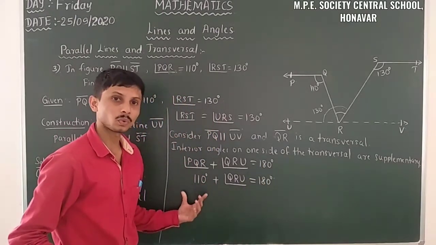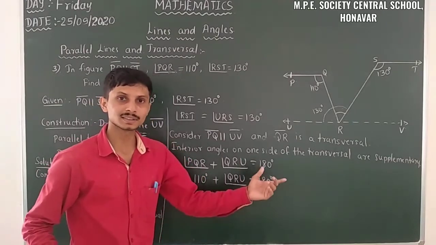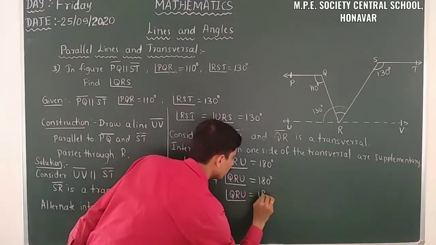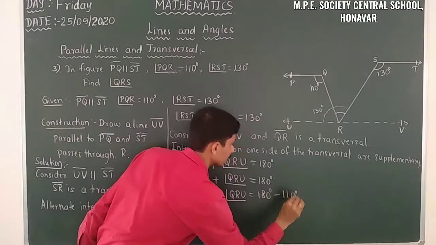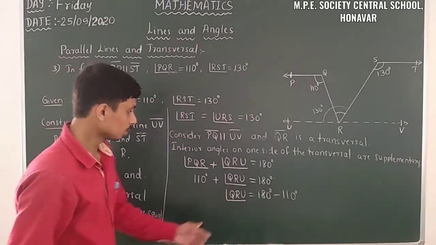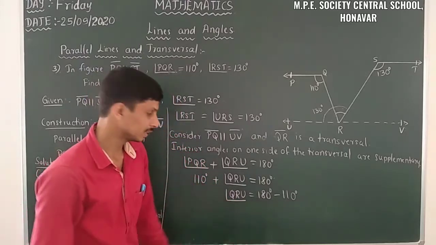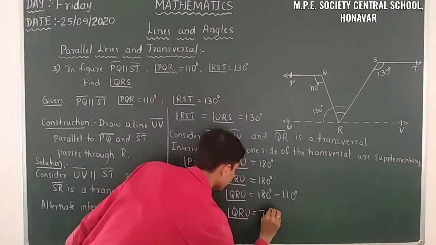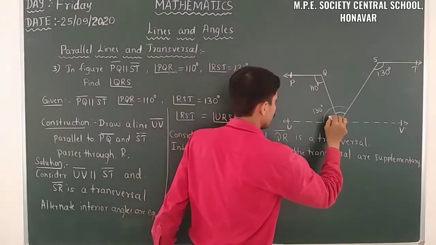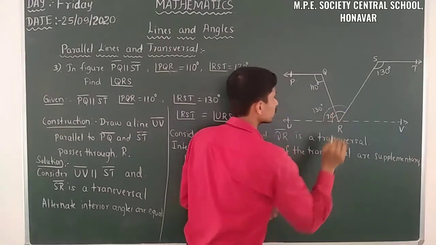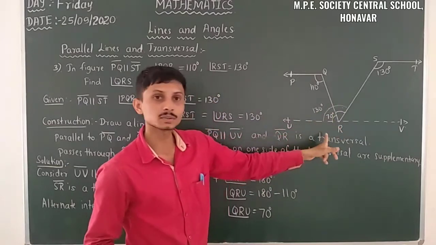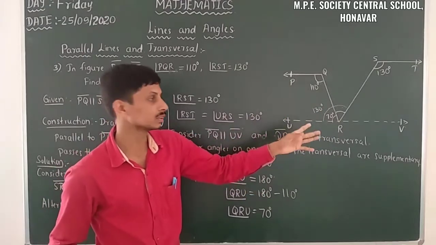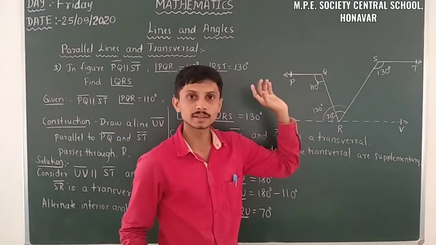I will transpose this 110 degrees to the RHS, it becomes minus 110 degrees. That is, angle QRU is equal to 180 degrees minus 110 degrees, which means 70 degrees. Angle QRU is equal to 70 degrees here. So this angle we have here, the total angle is 130 degrees and this angle is 70 degrees. From those two pieces of information we can find the angle QRS.